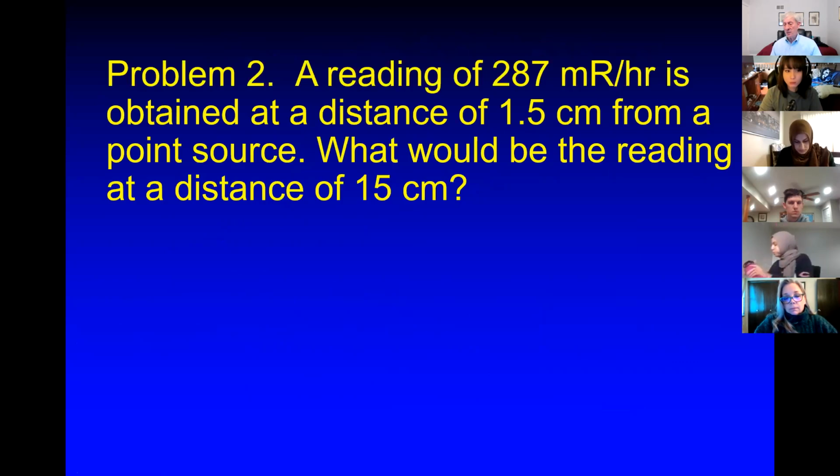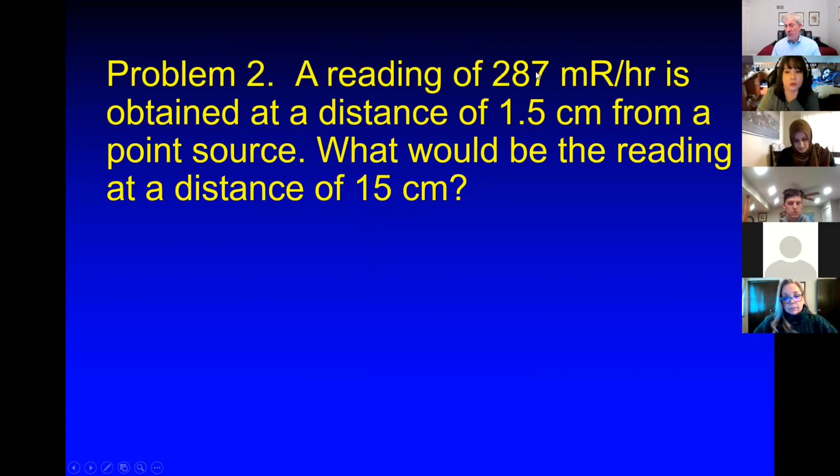Okay, let's work this one in our heads. We have a reading of 287 at a distance of 1.5 centimeters. If we move from 1.5 to 15, we're 10 times as far away. Is the reading going to go up or down? We moved 10 times as far away. Is the reading going to go up? Goes down. Reading is going to go down.